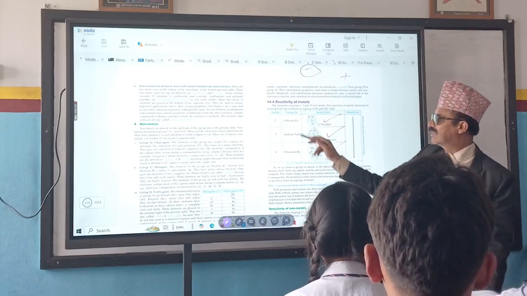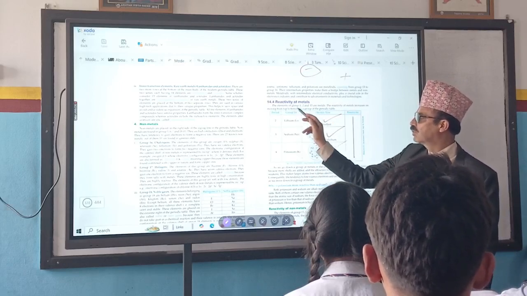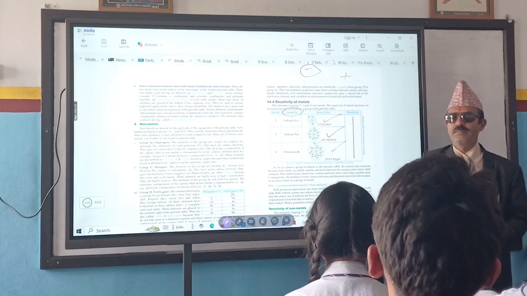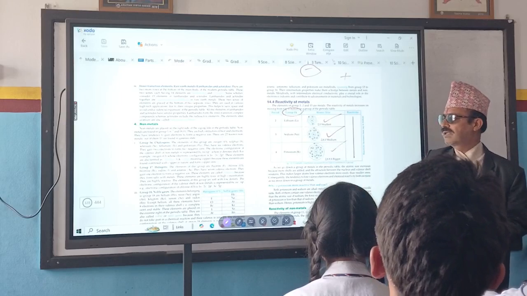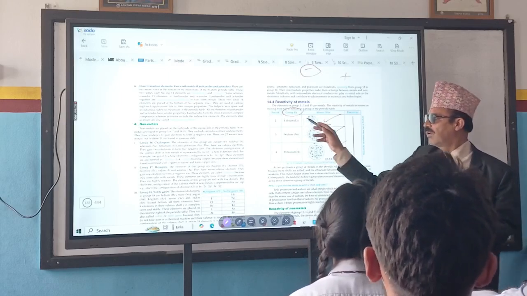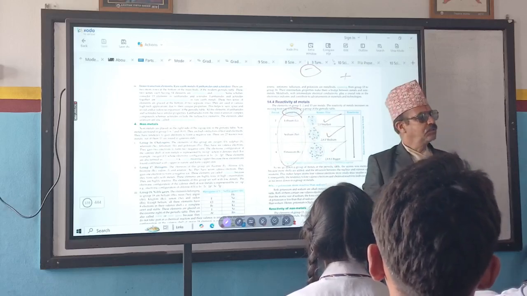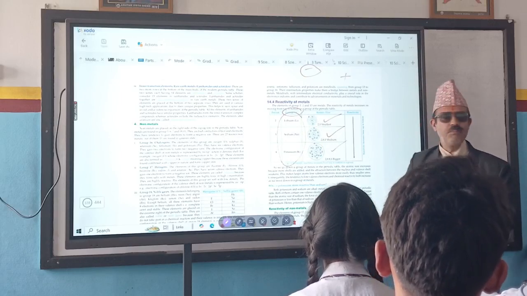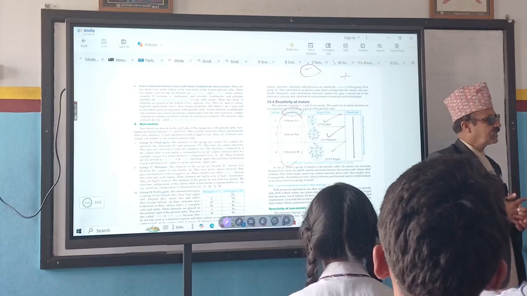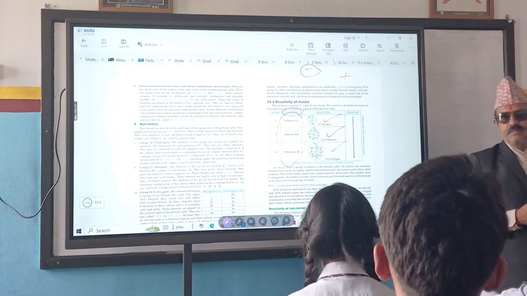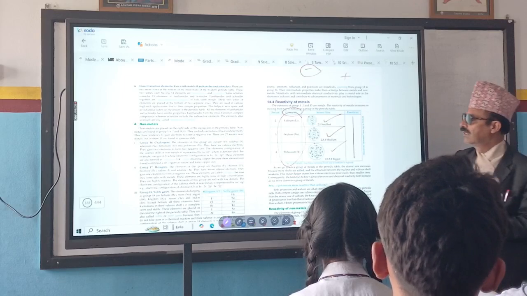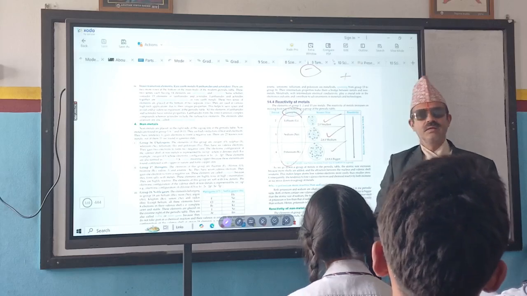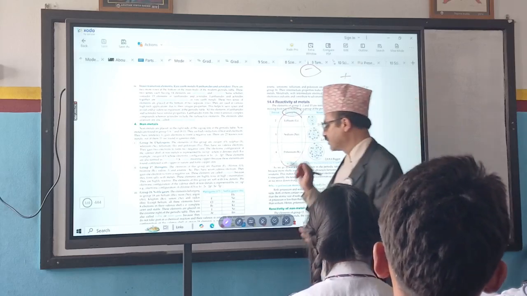Now, lithium, sodium, potassium, they all belong to which group? 1A. Whose atomic size is smallest? Lithium. Whose atomic size is largest? Among these 3, which is more reactive and which is less reactive? Which is the most reactive? Which is the least reactive? What do you think? Potassium is most reactive.